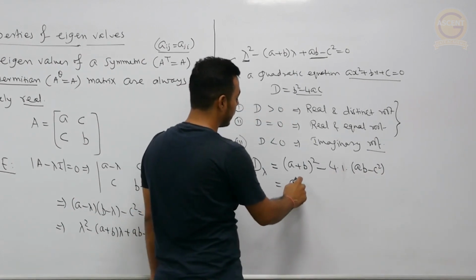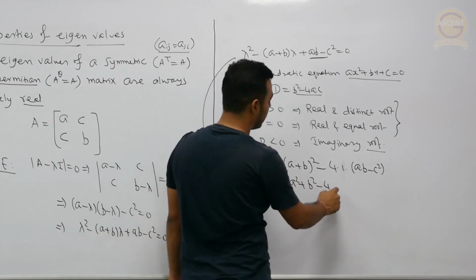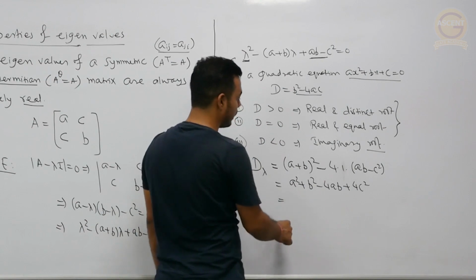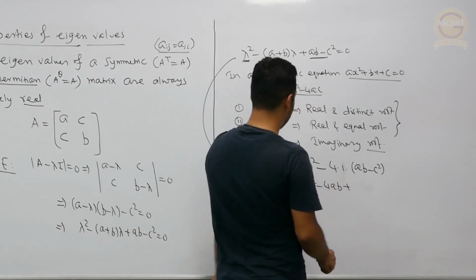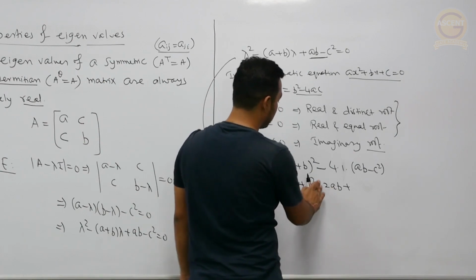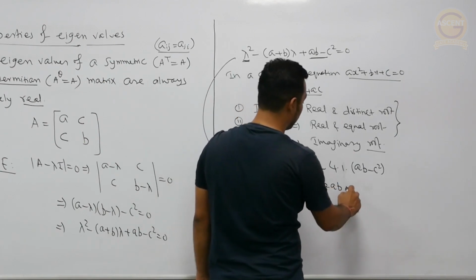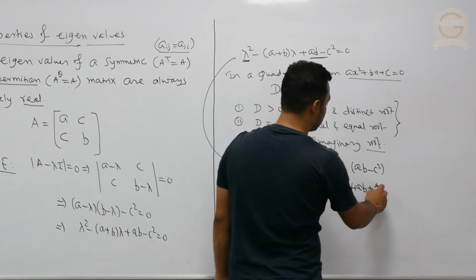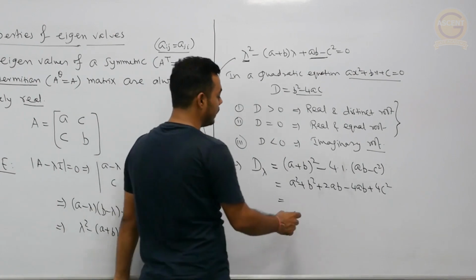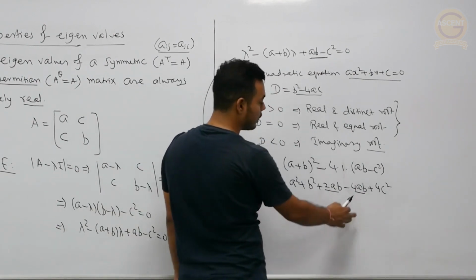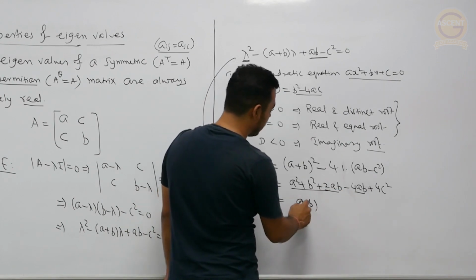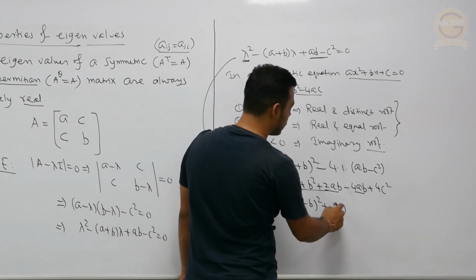Now you can write this thing as a square plus b square minus 4ab plus 4c square. So this will become a square plus b square plus 2ab minus 4ab plus 4c square. This is your discriminant of the quadratic equation in lambda. Now I can write this as plus 2ab minus 2ab, so this will become minus 2ab. So the first 4 terms will give you (a minus b) whole square plus 4c square.